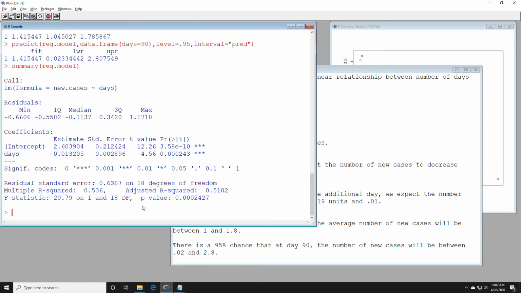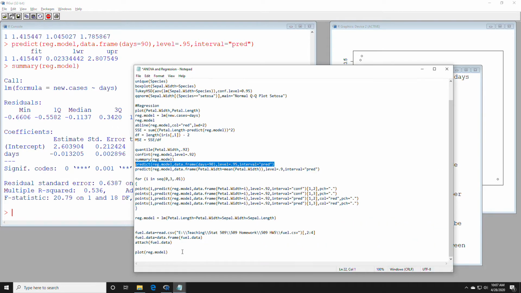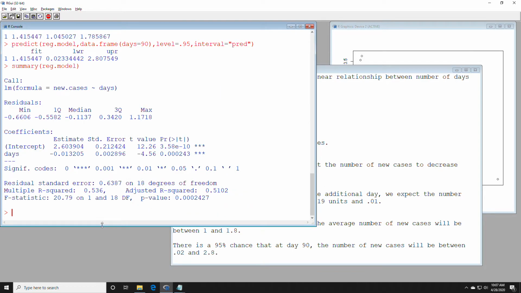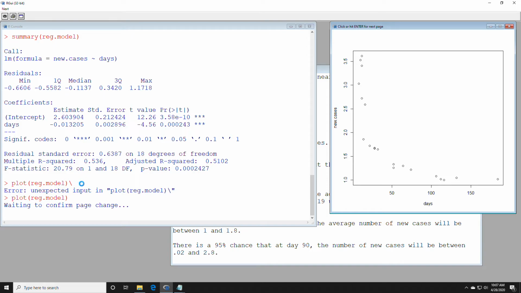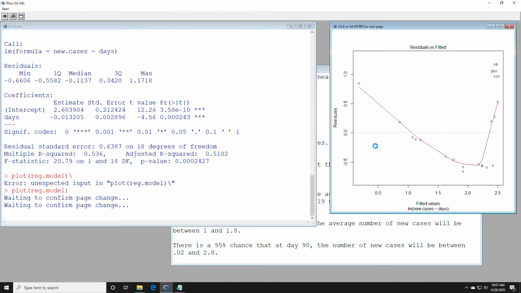So one thing we haven't done is check our assumptions yet. Got to check our assumptions. Okay, so let's see what the assumptions look like. So plot reg.model. We're going to see two plots. The first one is the residual plot.